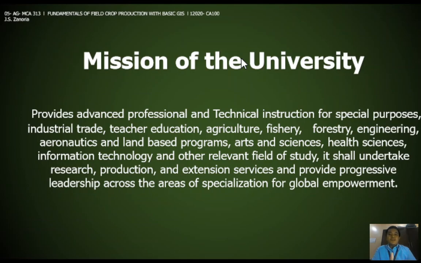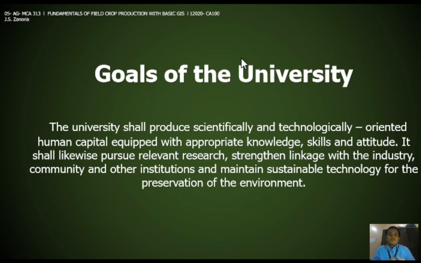And we also have production. So also aside from instruction, research, and extension, we have this production. So utilizing the technology in order to produce, let's say, goods and services that are backed by research findings because we are an academic institution. Okay? And then we have here the goals of the university.